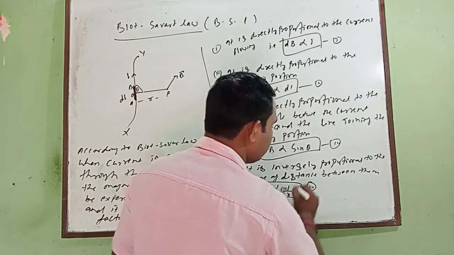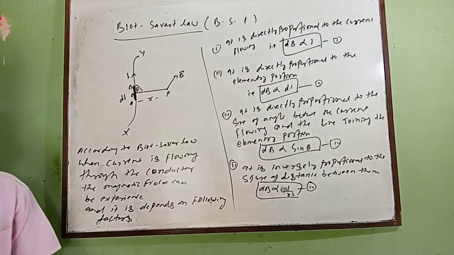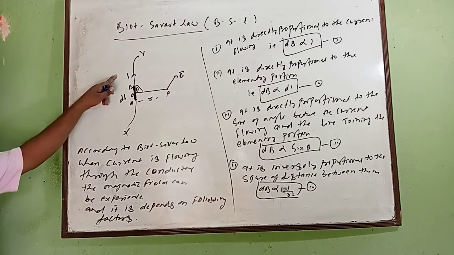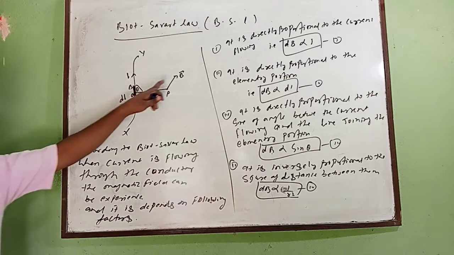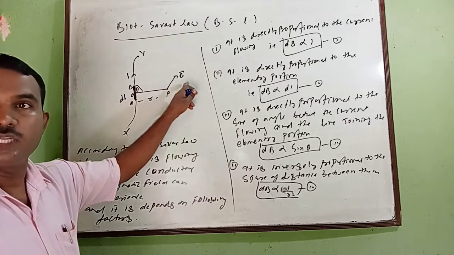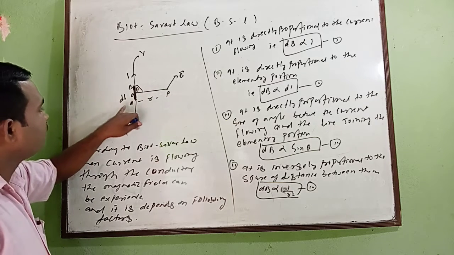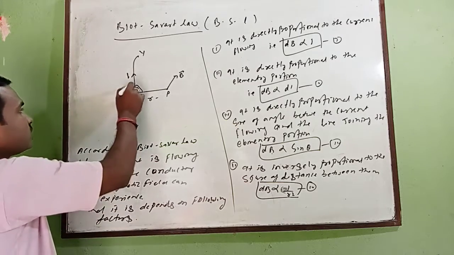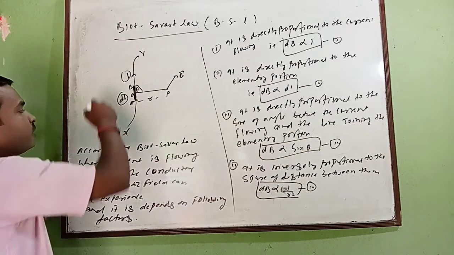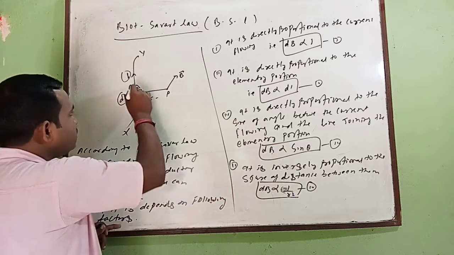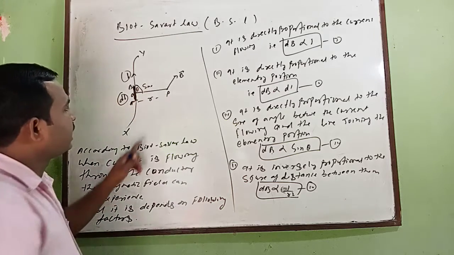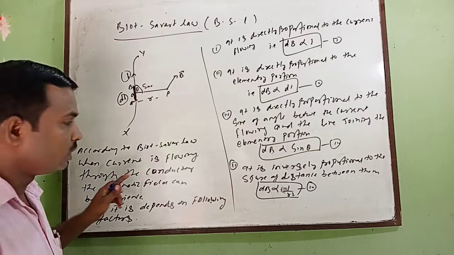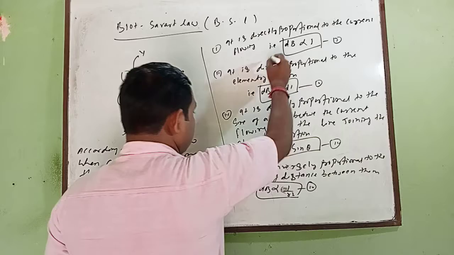Now you have 4 equations. How many equations are there? 4 equations. First is that when the current flows through X to Y, the magnetic field will be generated. So dB is directly proportional to current, dB is directly proportional to this elementary portion dl here, and dB is directly proportional to the sine of angle theta, and another is inversely proportional to the square of distance between them. Okay, so now you can combine all these equations.